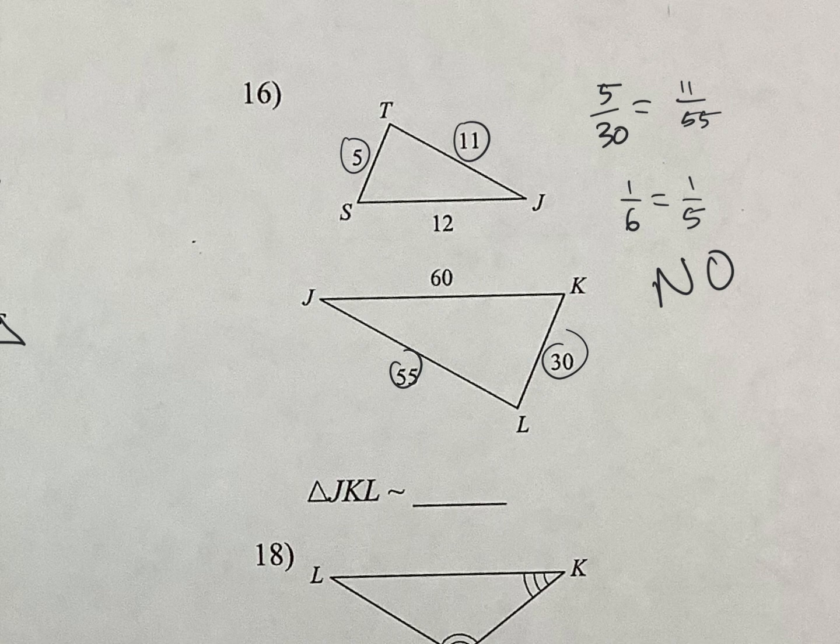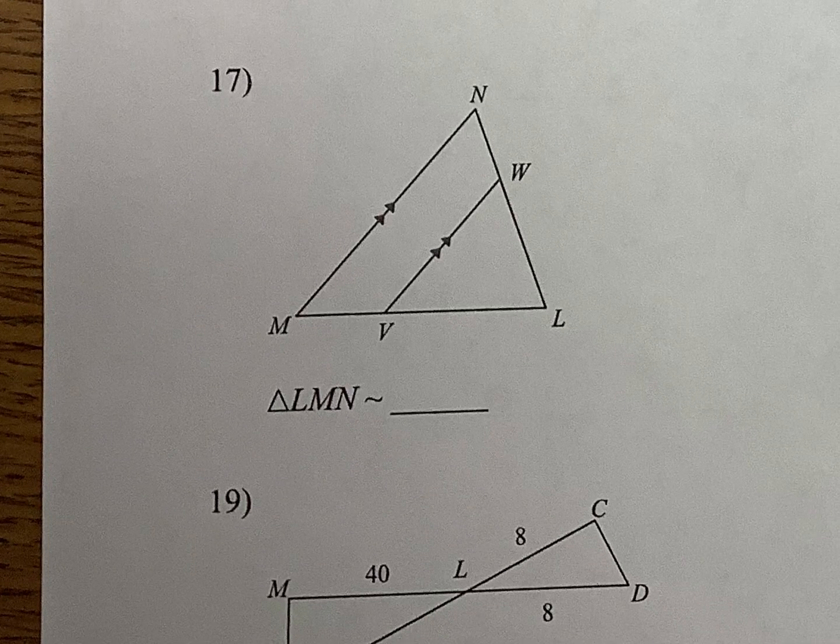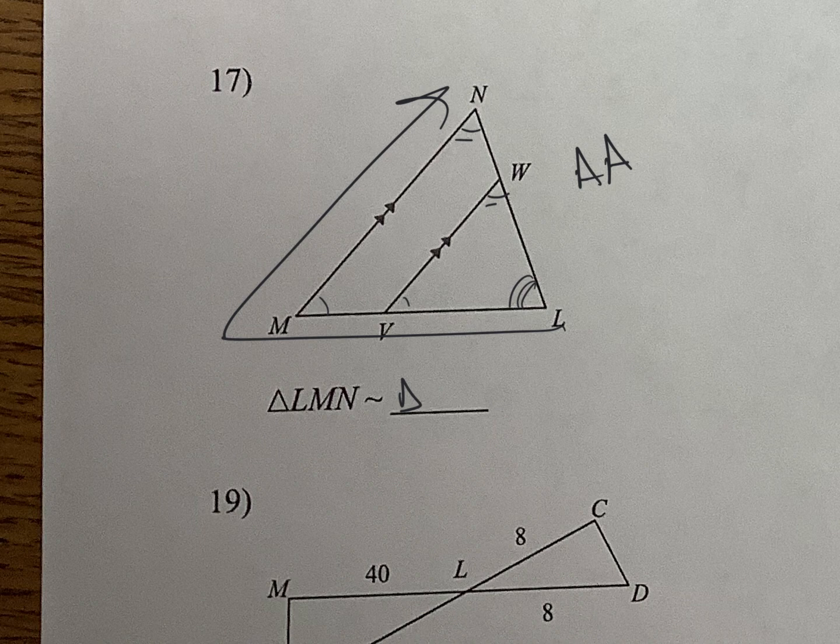Next question, 17. Parallel lines. This helps because I know right away that those two angles are the same because of corresponding positions. So that's angle, angle similarity. You also have the reflexive angle there if you needed that one instead. So LMN, L to M to N, is similar to triangle L to V to W.